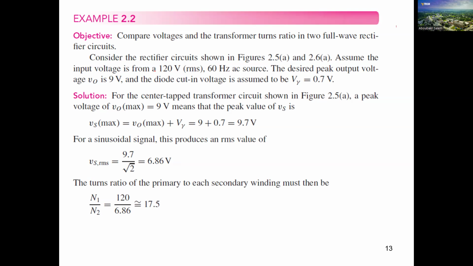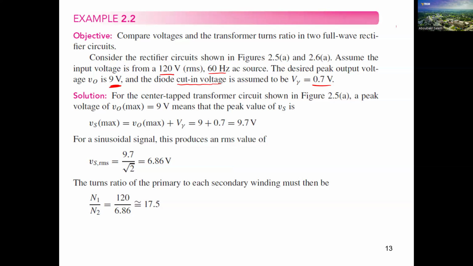Assume the input volt is 120 volts. So we have a 120 volt source and a 60 hertz AC supply. The desired peak output volt is 9 volts. So this is the DC output needed, 9 volts. And the diode cut-in volt is assumed to be 0.7. So V gamma, can you see, guys? He gave it another name here. Cut-in volt is the turn-on volt as well. So this is V gamma equals 0.7.